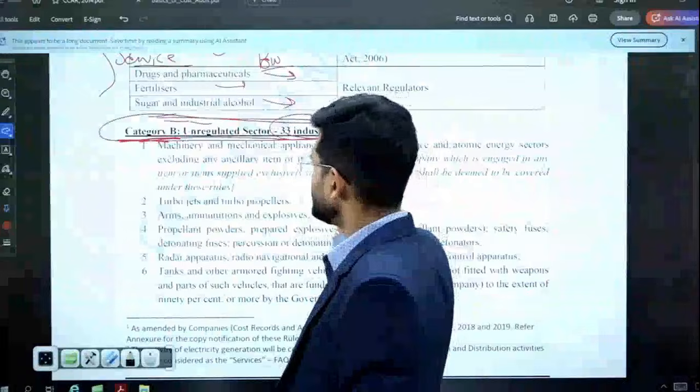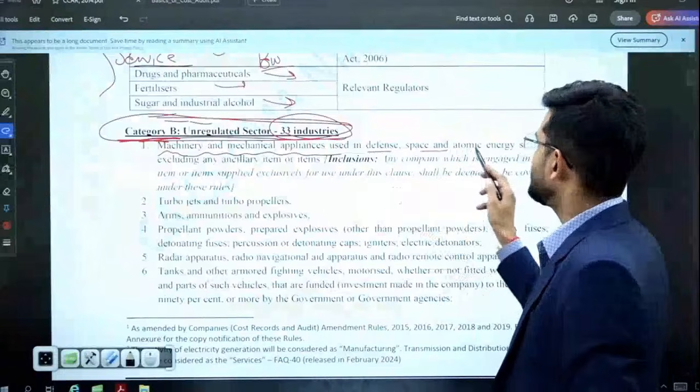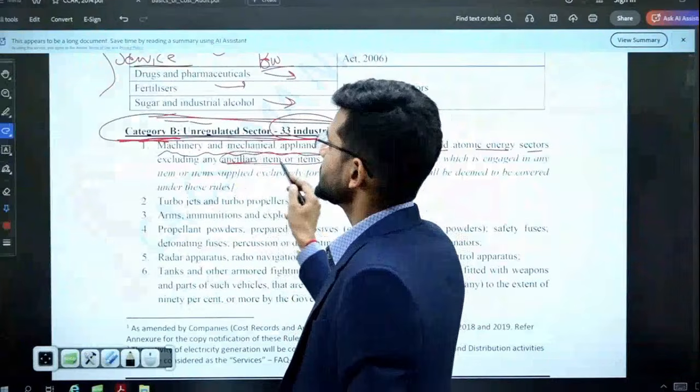This includes 33 industries, machinery and mechanical appliances used in defense, space, atomic energy sectors, excluding any ancillary items.